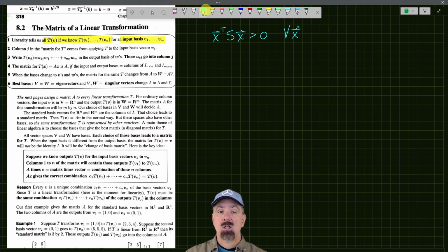So what we did is we said, well, because S is symmetric, it has linearly independent eigenvectors, every x vector could be represented as a linear combination of those vectors, and hence we only need to check the eigenvectors. This is a similar type of situation that we're talking about here. What Strang is telling us is if we understand what's happening with the linear transformation on the basis vectors, then we understand everything about that linear transformation.